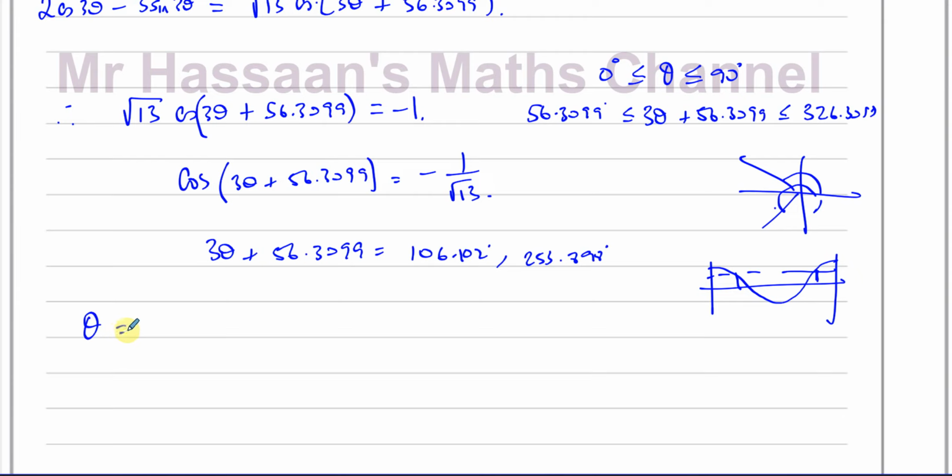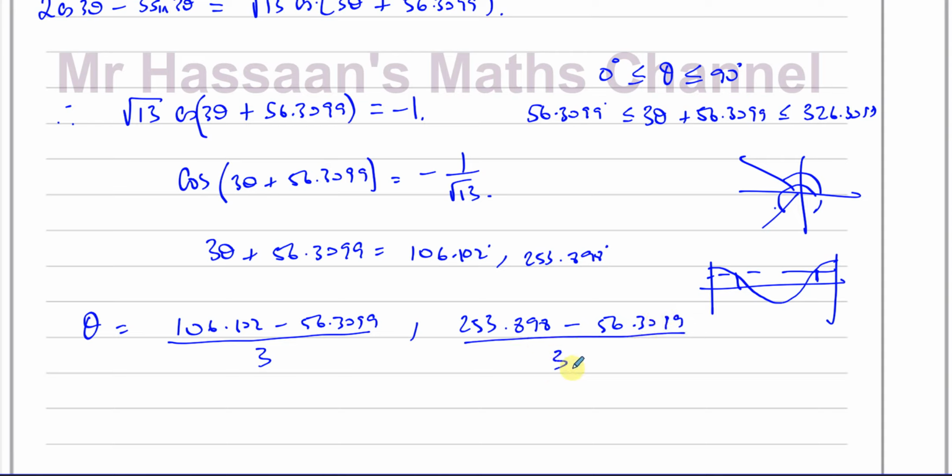So now theta will be 106.102 minus 56.3099, over 3, and also 253.898 minus 56.3099, over 3. So those will be our two solutions.